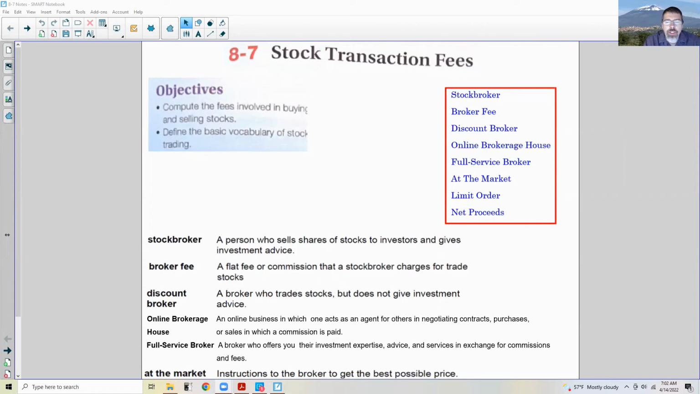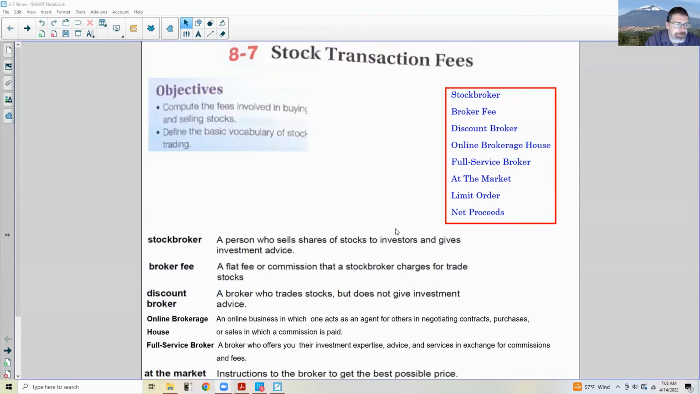Now, I just want to say one thing before we begin. This book is getting to the point where it's obsolete. The fees involved in buying and selling stocks have changed drastically over the last 2 to 3 years even. You can now trade stocks for as little as like 65 cents at Charles Schwab. Tastyworks charges a little bit more, but I think it's still under $1. And now there's this place called Robinhood where they don't charge any fees.